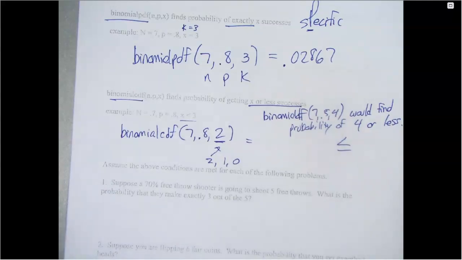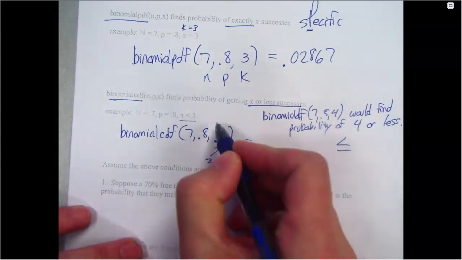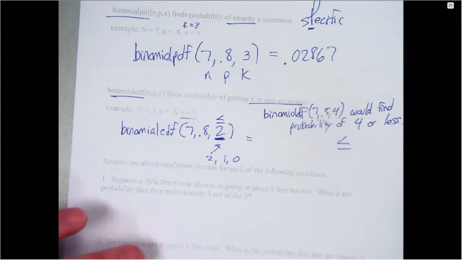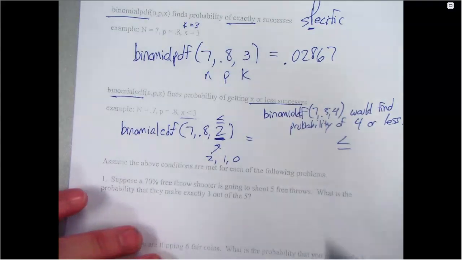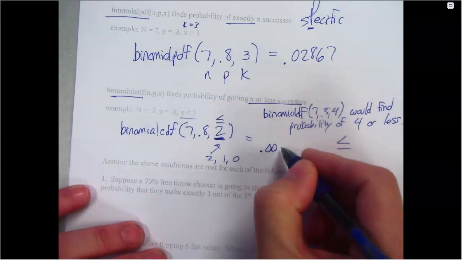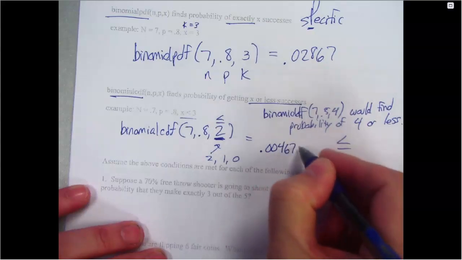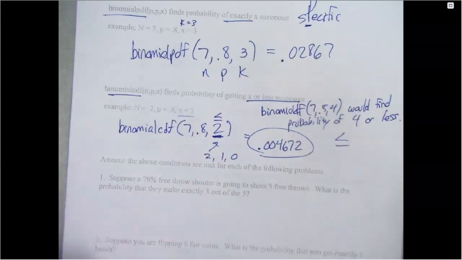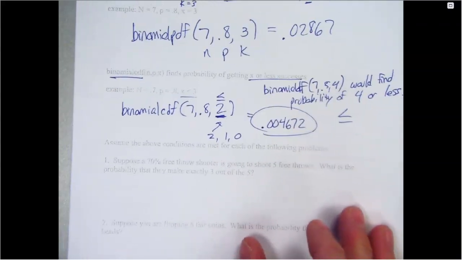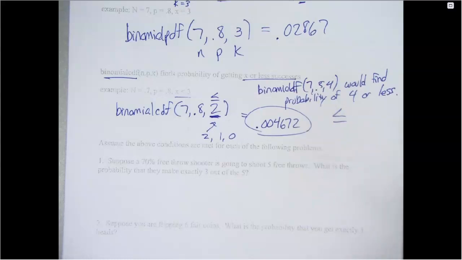So go to your calculator. Not only CDF is right below PDF, it's the same idea, it's just like one slot lower. And remember when you're putting this in, it's doing this less than or equal to 2. Make sure you get that. We get that.